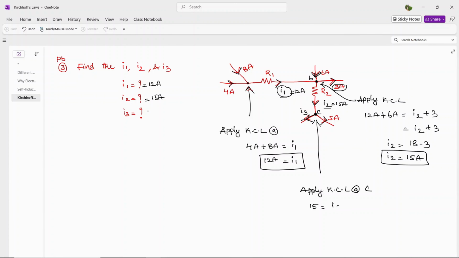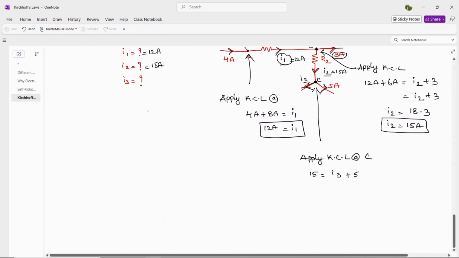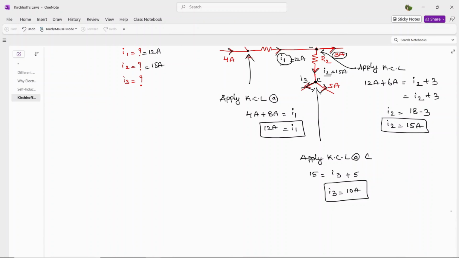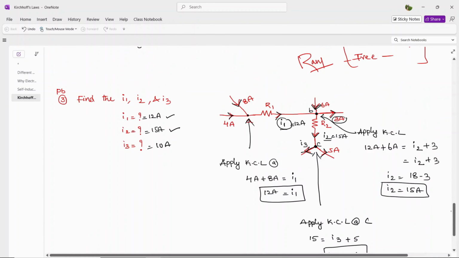So you should be very careful while applying KCL. You have to consider all the entering currents and leaving currents. When you solve it, I3 is equal to 10 amperes. This is how to find the solution. So successfully I1 is 12 amperes, I2 is 15 amperes, I3 is 10 amperes. We successfully found the currents at all the points.